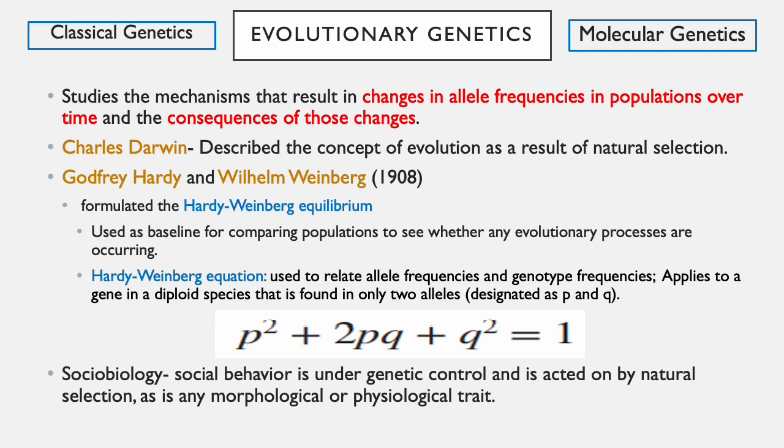The Hardy-Weinberg equation was used to relate allele frequencies and genotype frequencies. It applies to a gene in a diploid species that is found in only two alleles. An application of this equation is the field of sociobiology, in which social behavior is under genetic control and is acted on by natural selection, as is any morphological or physiologic trait.